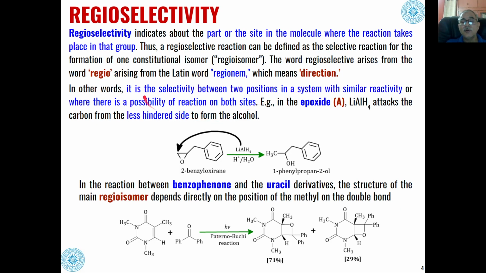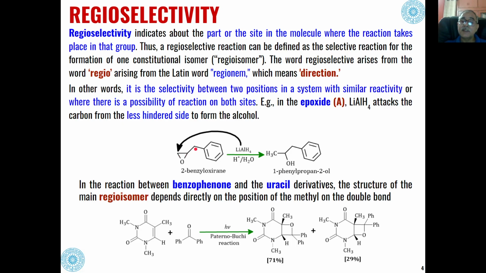regioselectivity. So we can say that it is the selectivity between two positions in a system with similar reactivity, or where there is a possibility of reaction on two sides or both sides. For example, in the case of epoxides, if you see this epoxide, 2-benzoyl oxirane, this carbon and this carbon have different environments.